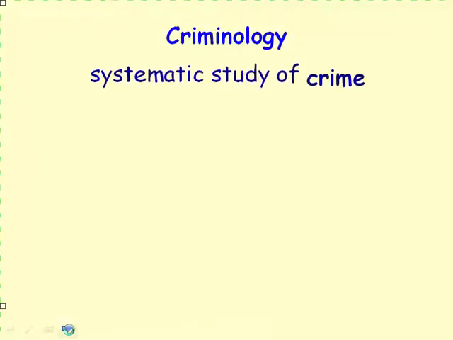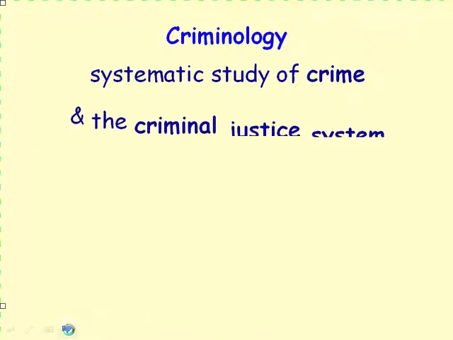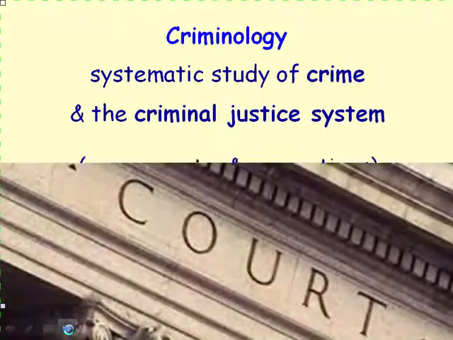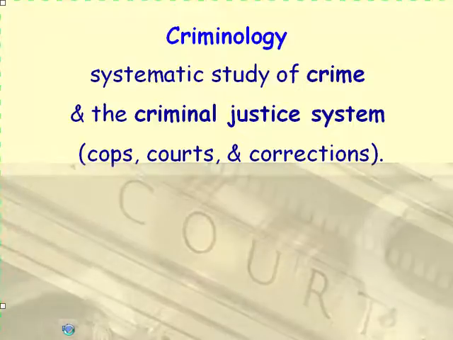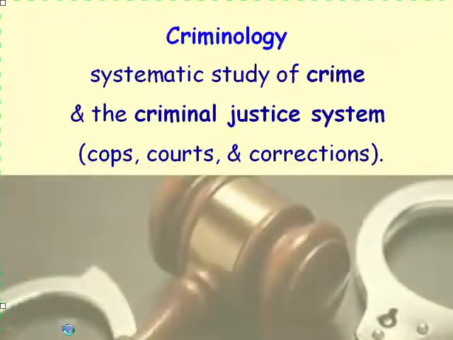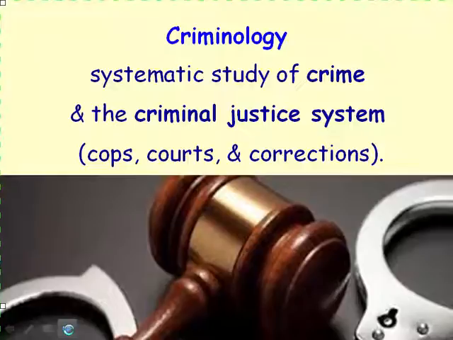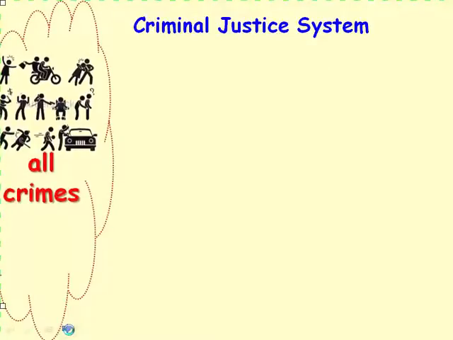Now, let's take a look at the term criminology. Criminology is the systematic study of crime and the criminal justice system. The criminal justice system is comprised of the 3 C's: cops or police, courts, and corrections. Let's take a closer look at the steps of the criminal justice system in the U.S.